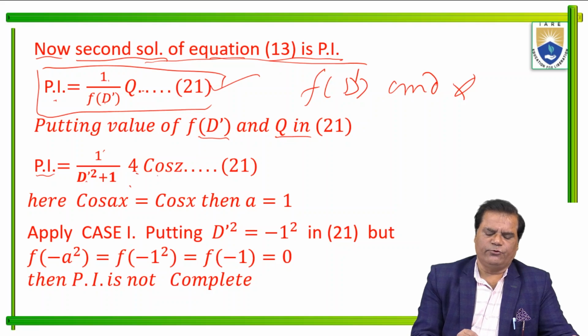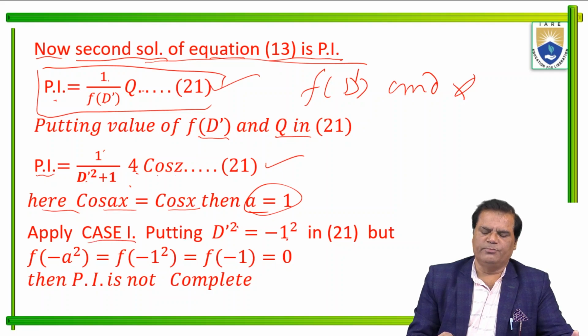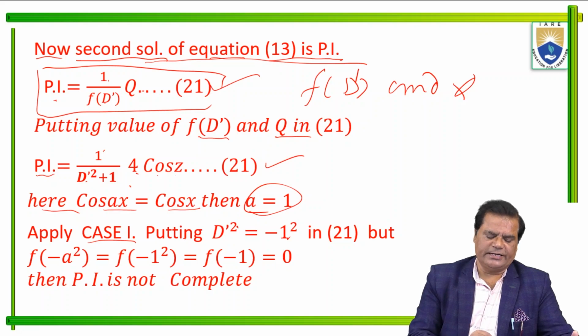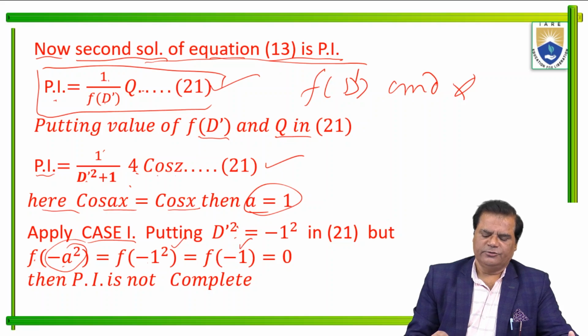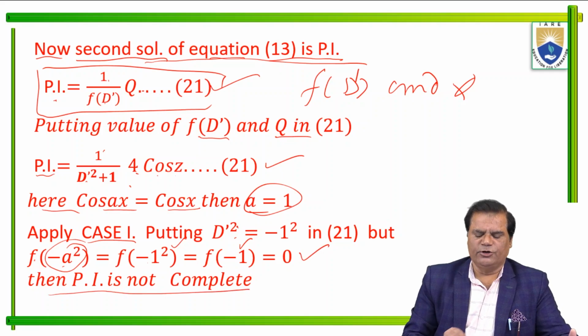Q is 4 cos z. This is equation 21. Here cos az is cos z, so a is 1. Apply case 1, putting D'^2 equal to minus 1 squared in 21. But we see that f(minus a squared) is the function D^2 putting minus a squared. Minus 1 squared means minus 1, so this is 0. In our question it is 0, then PI is not complete.